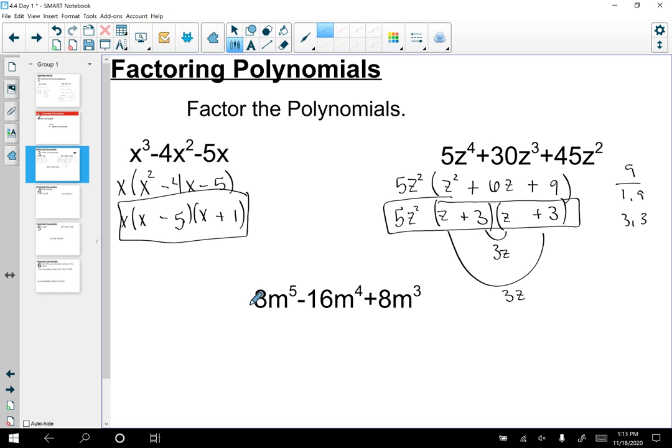Okay, on this bottom one, I notice m cubed. I'm going to pull that out of all of them, but also an 8, right? There's an 8 and an 8 and 16. 8 times 2 is 16, and then there's also an 8. So I pull that out. I'm left with m squared minus 2m plus 1.